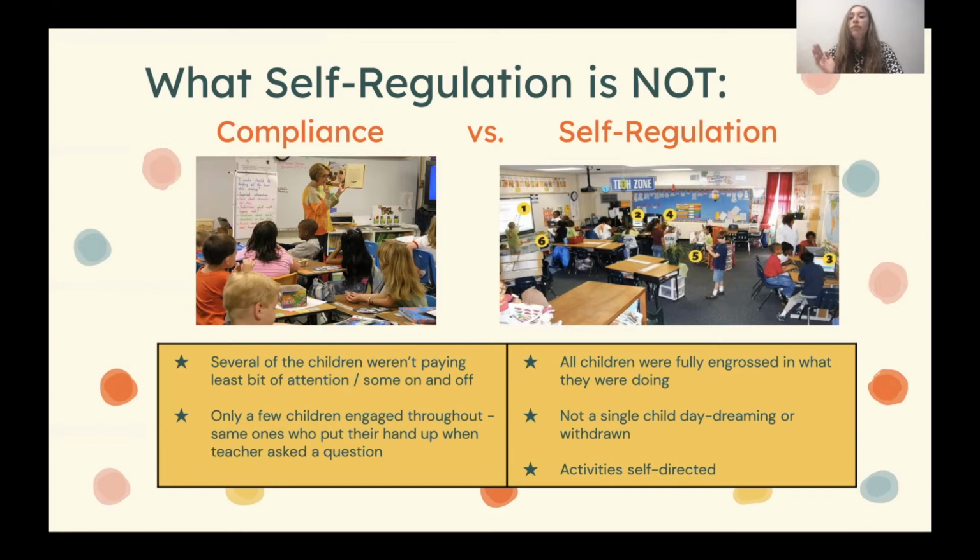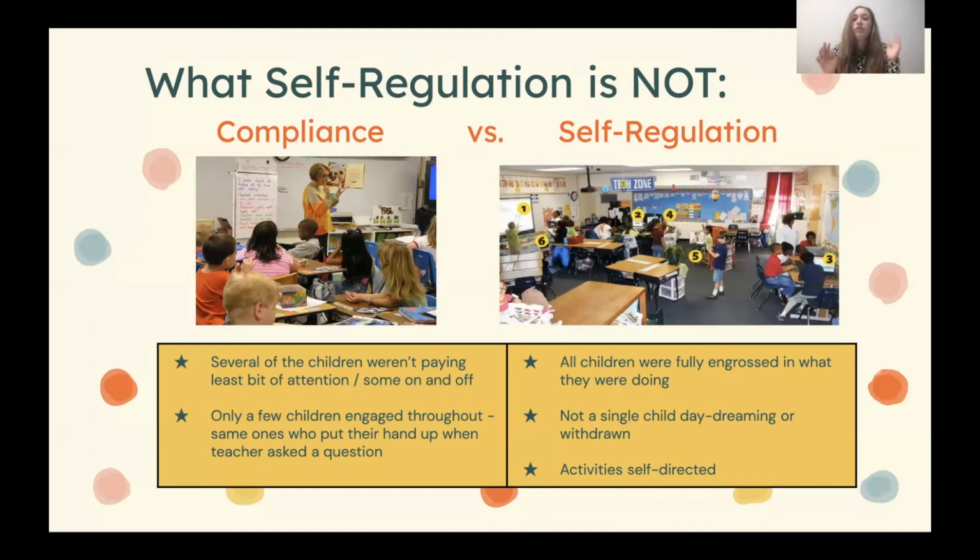Even though everybody's kind of being a lot more loud, doing their own thing, the reason why this is more self-regulated is because all children are fully engrossed in what they're doing. There's not a single child that's daydreaming or withdrawn, and all activities are being self-directed. In the compliance classroom, which was the first one that I described, there's several students that, though they seem to be paying attention, they're actually completely zoned out, and only a few students are actually engaged.